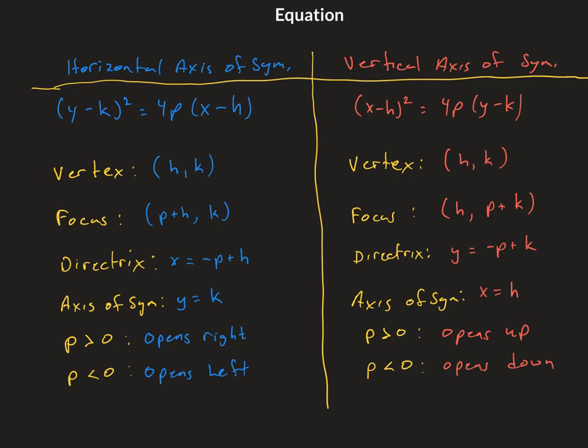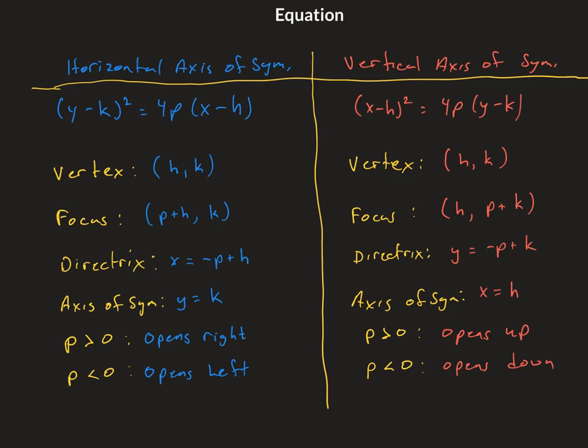But the other thing that happens when you have a vertical axis is the focus is either going to be above the vertex or below the vertex, and same with the directrix. If the focus is above the vertex, the directrix is going to be below the vertex. And if the focus is below the vertex, then the directrix would be above the vertex. So again, you take whatever P is, the focus is going to be at h, comma, the value of P plus k. And the directrix is going to be the horizontal line y equals minus P, the opposite of P, plus k. The axis of symmetry is going to stay at x equals h. And again, when P is positive, it's opening up. When P is negative, this parabola is going to open down.